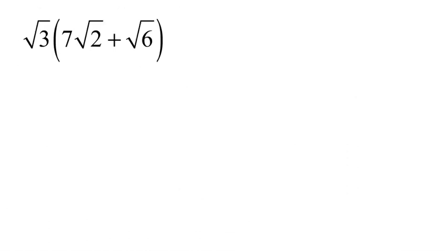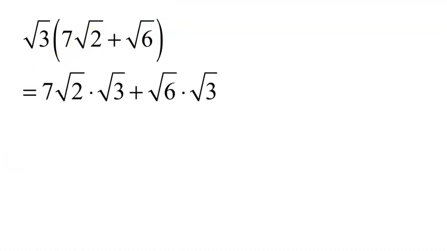Next, we are going to multiply square root of 3 times 7 root 2 plus root 6. So I need to multiply root 3 times 7 root 2 plus root 3 times root 6. So 7 root 2 times root 3 plus root 6 times root 3. Root 2 times root 3 is root 6. Root 6 times root 3 is root 18. So I have 7 times root 6 plus the square root of 18.